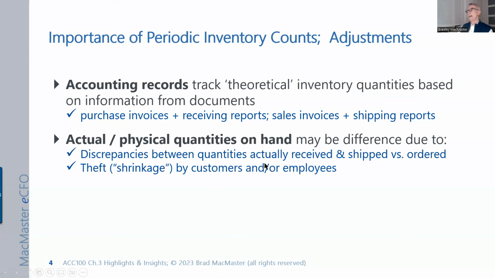But periodically, to check on the accuracy of the accounting records, we will conduct a physical count of the quantities on hand for each type of product or product line that we carry. And what we might find is differences might be revealed, and these are caused by discrepancies between the quantities actually received and shipped versus the quantities that were ordered by the customer or ordered by us. And those types of discrepancies can happen through miscounts or from our suppliers short shipping us or from us short shipping a customer.